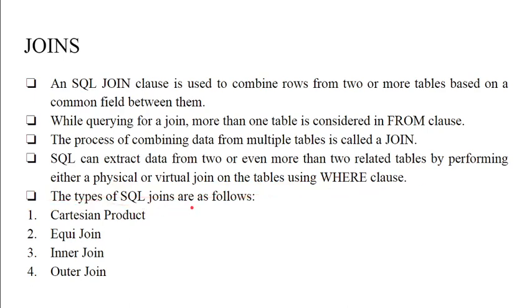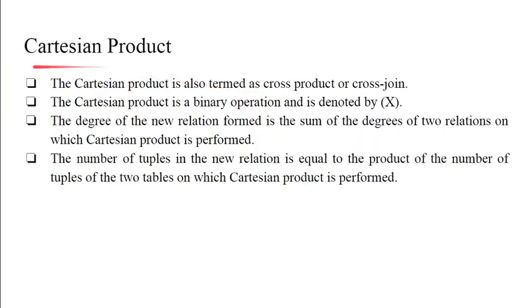The types of joins are Cartesian product, equijoin, inner join, outer join. So let us see the first type of join, that is Cartesian product. The Cartesian product is also termed as cross product or cross join. The Cartesian product is a binary operation and is denoted by a cross.